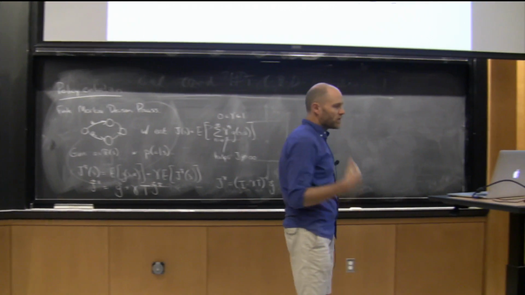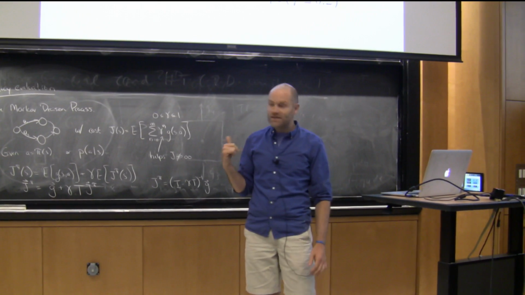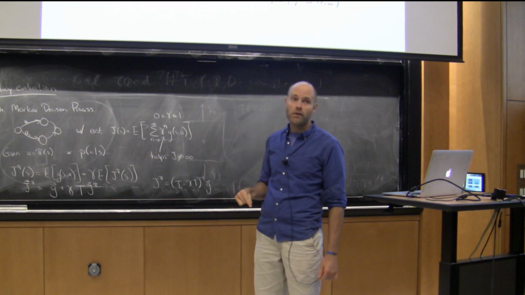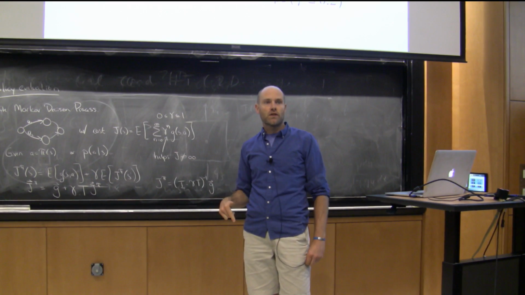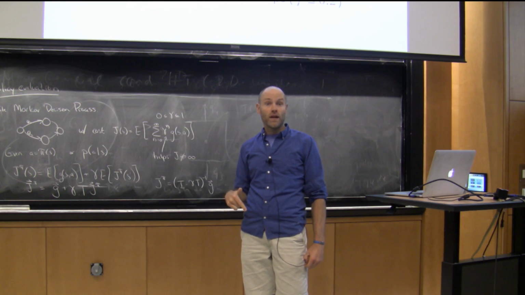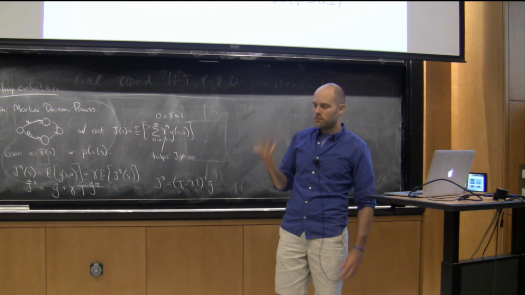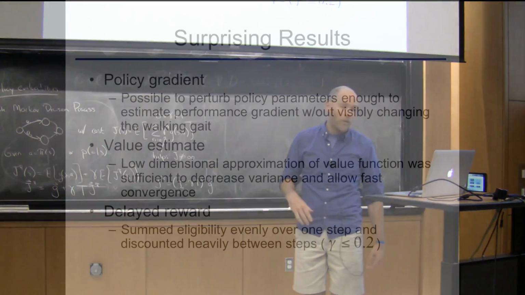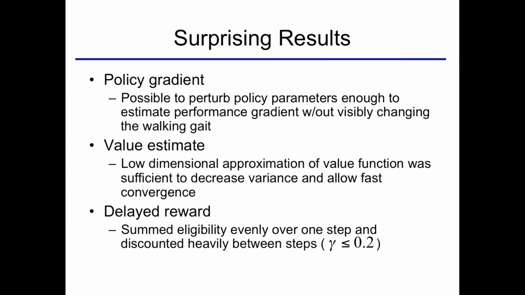Right? The other thing that was surprising was that the fastest learning came from a trivially low-dimensional, or one-dimensional, approximation of the value function. That was enough to drive down the cost, and the value function could be trained almost instantly. And the delayed reward problem was more benign than I expected.